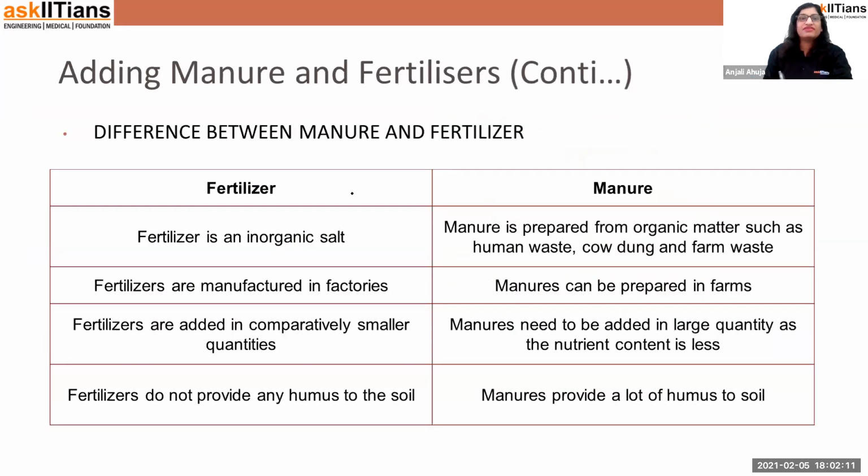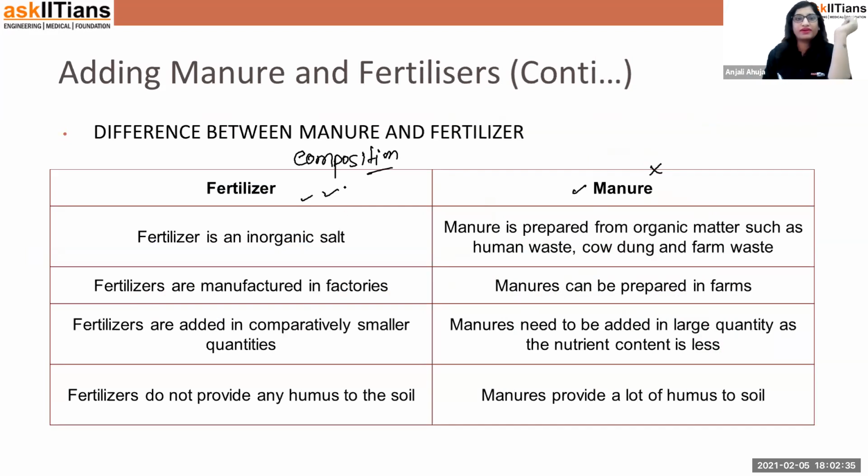Differences. See, fertilizer is first of all lab made. We know the exact composition of the fertilizer while we make it, that it has this percent of carbon, this percent of nitrogen, this percent of calcium, whatsoever. But in manure, the composition is not known. About the fertilizer, this is like a medicine. You should use it in a proper amount.